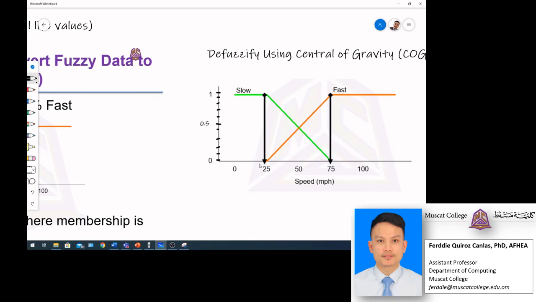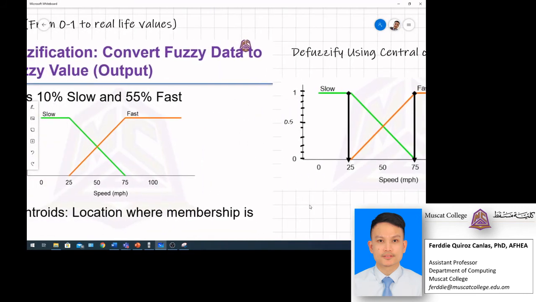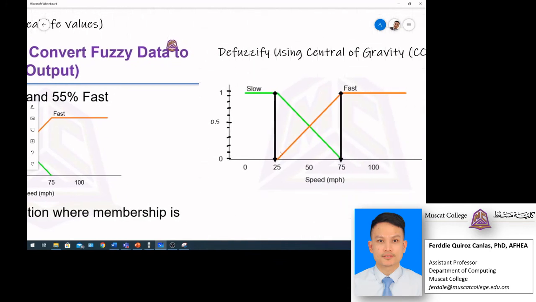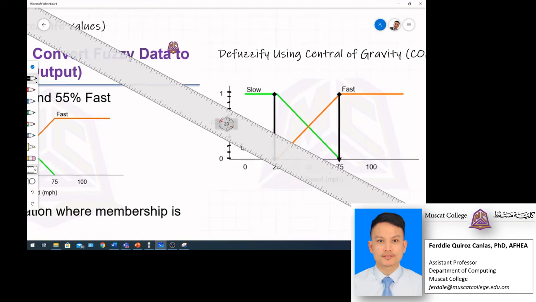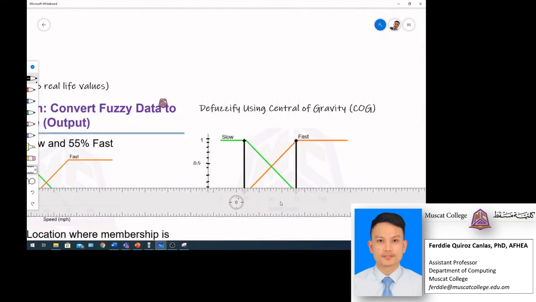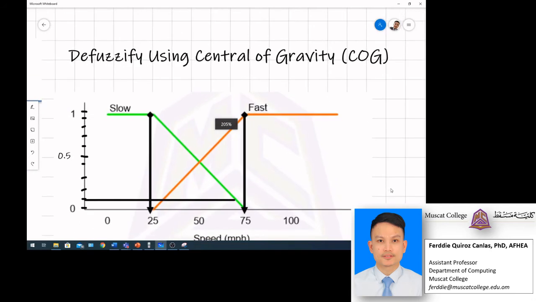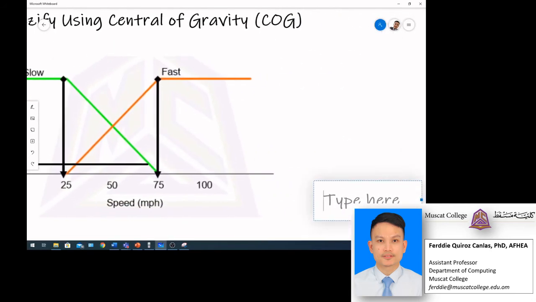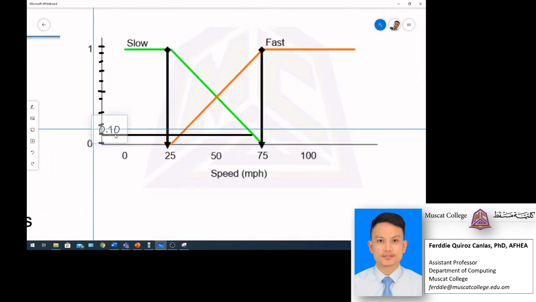Okay? So if I'm going to draw a line, it means that we're going to calculate it. Slow is 10%, right? Based on what is given here, slow is 10%. So I have to go somewhere between 0 and 1, here, for the slow. Then I have to draw a vertical line here. This is 0.10, or 10%.